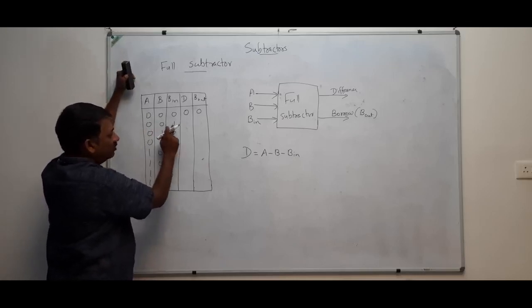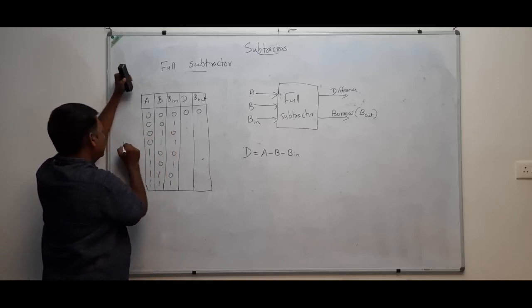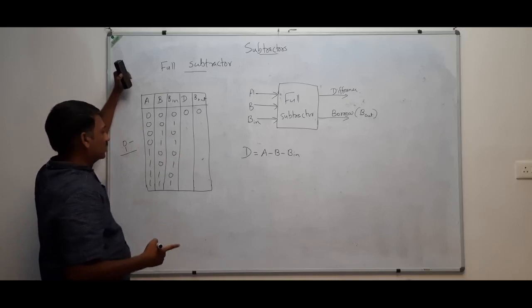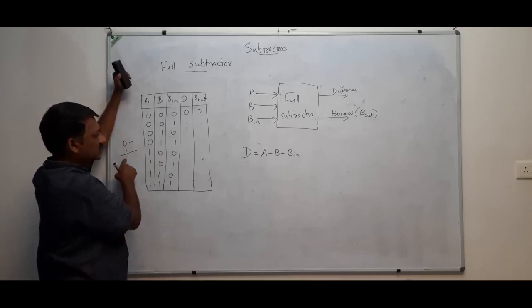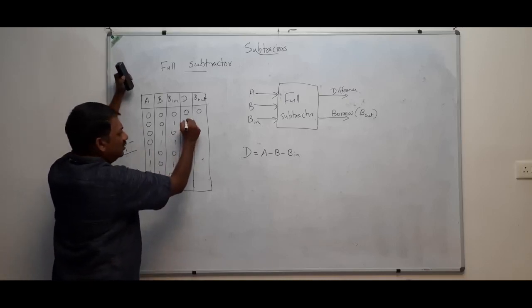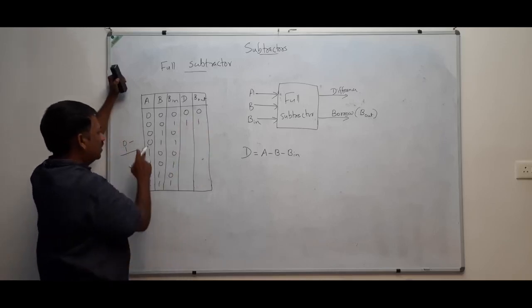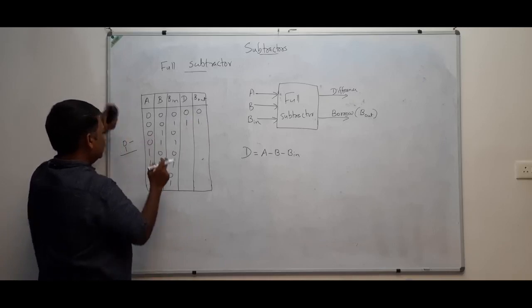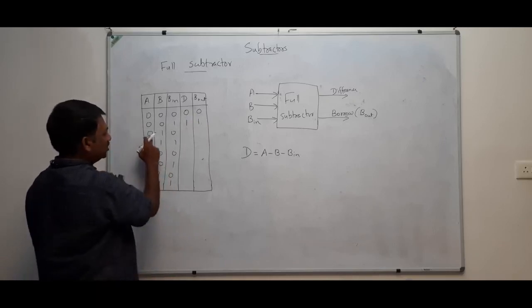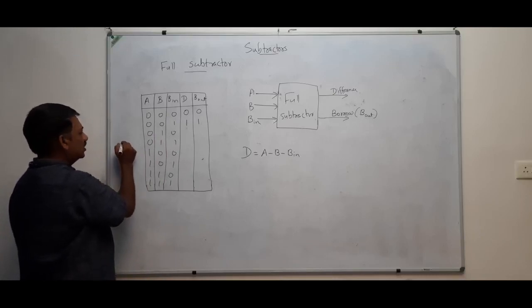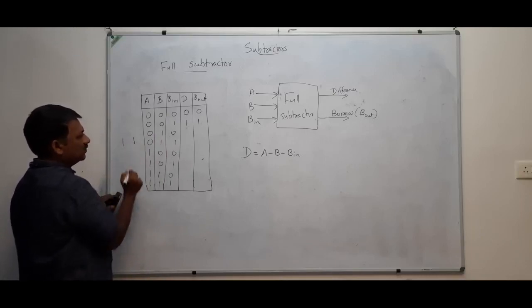and from that you are borrowing 1. That means 0 minus 1, which in our half subtractor circuit we discussed, and in that case the difference is 1 and the borrow out is 1. Okay, what is 0 minus 1? 0 minus 1 is, the result is 1 and the borrow is 1.